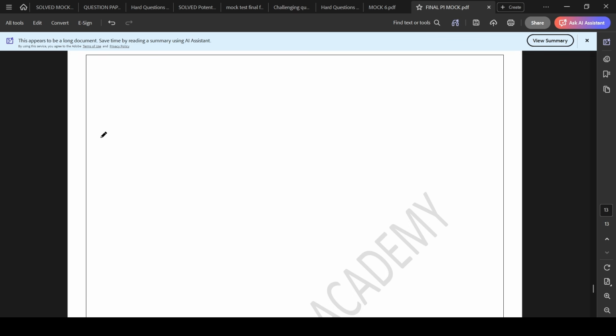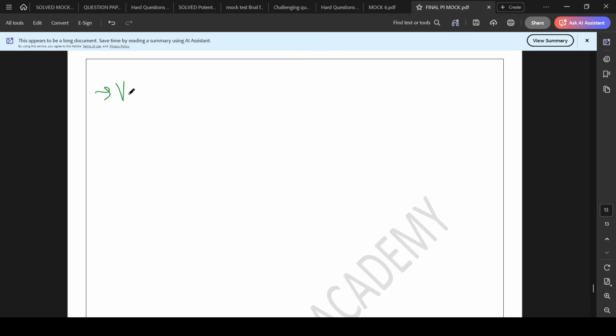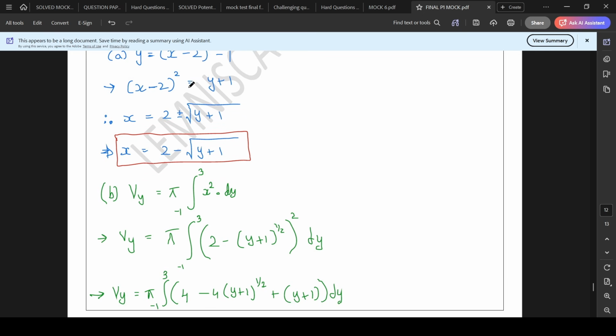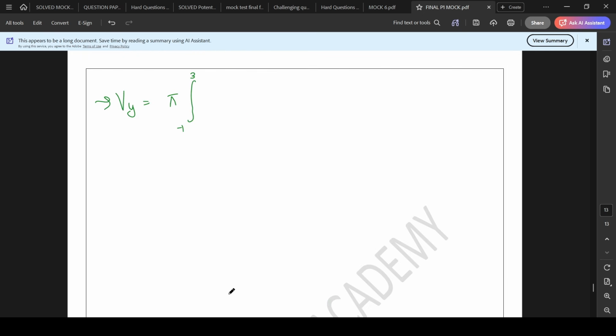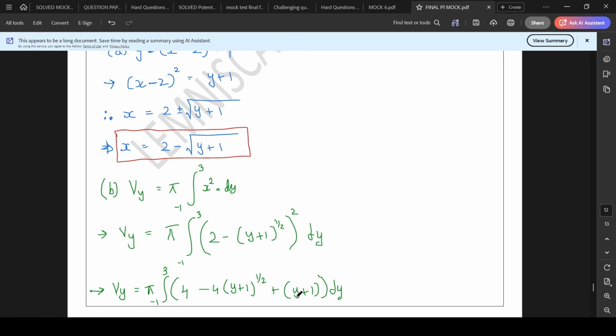Now let me move on to the next page. Vy is equal to pi, and the integration is going to go from -1 to 3. Let me simplify this equation. I am having a y term.